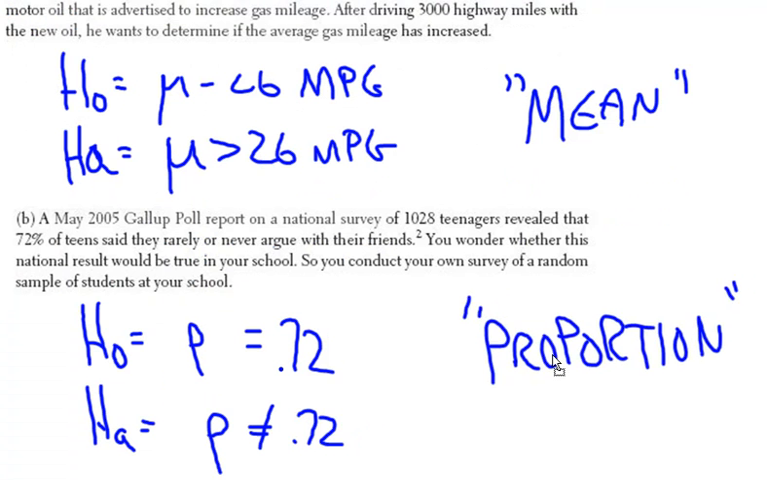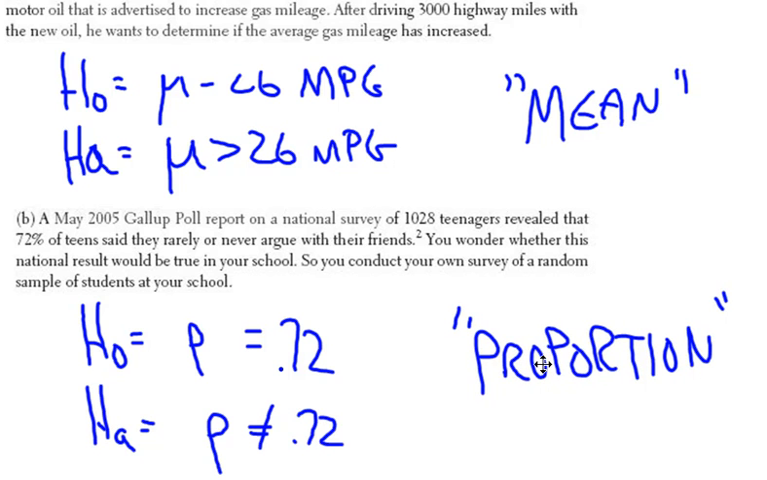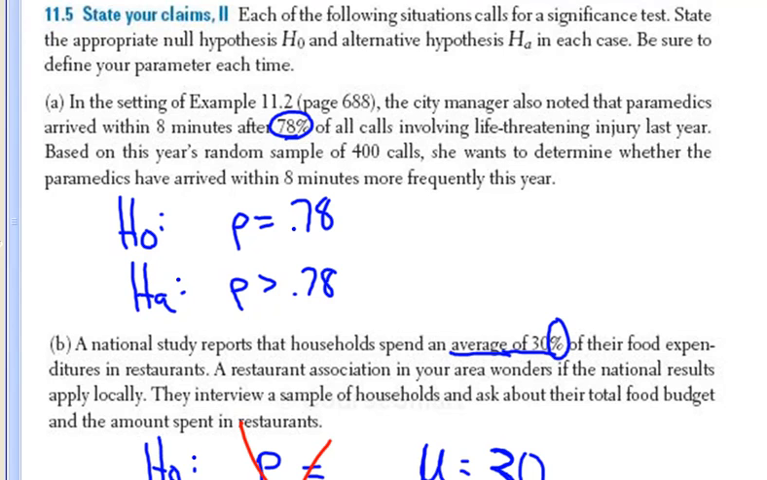In part B, this is a proportion problem, and we know that because we've got a percentage, and we also know that we've got a p here, and we know this is a two-tailed test because of the word true. Rather than saying greater than or less than, it implies what's the probability it would be this far above or this far below. In my school we went over a bunch of these. These are all in the notes on the website, 11.5. We went through a bunch of them.